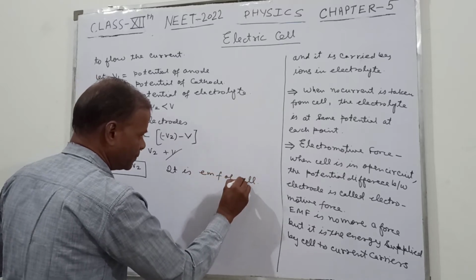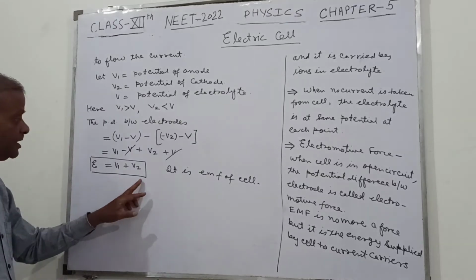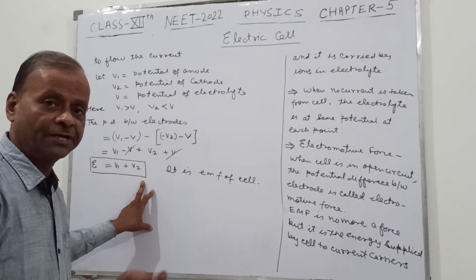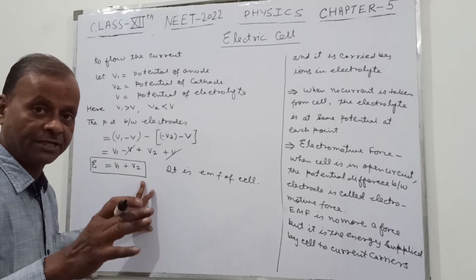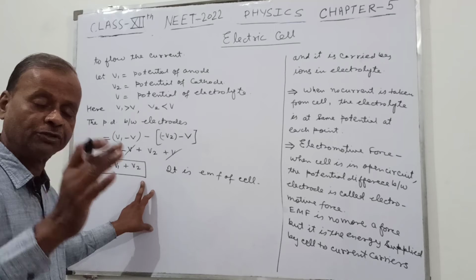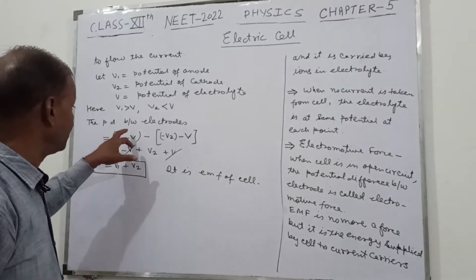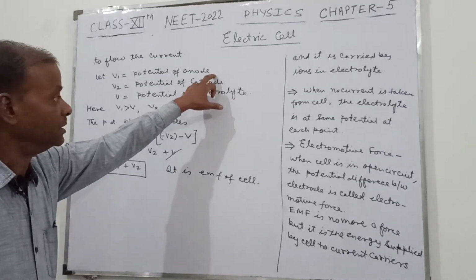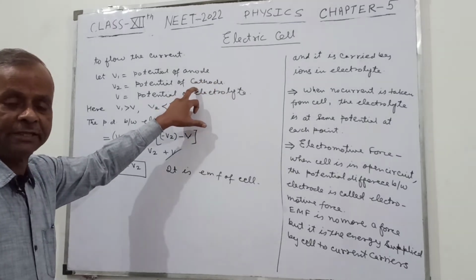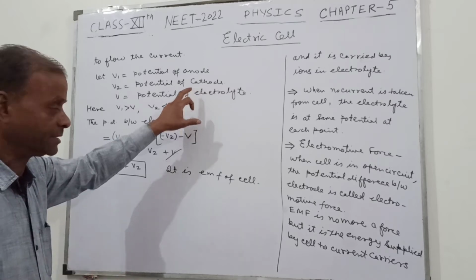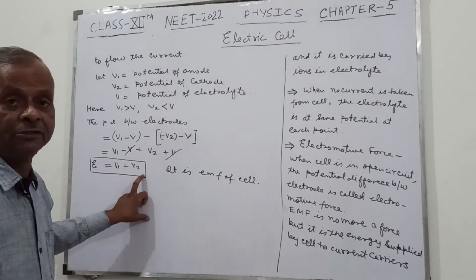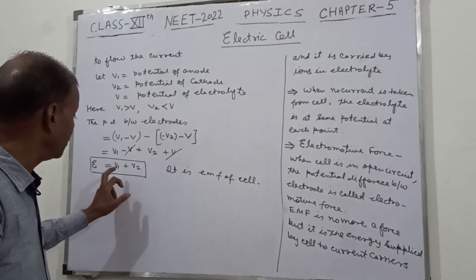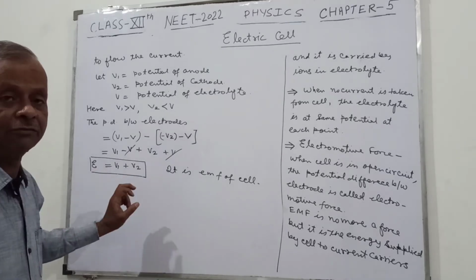EMF of cell. So just to find the EMF of cell, what we have to take? Just add the potentials of both the electrodes. Suppose the cathode is at potential plus 1, and the anode is now at minus 1. Just keep them separate. Then you will get B1 plus B2, that is equal to 1 plus 1, that is 2 volt. So the unit of this EMF is volt.